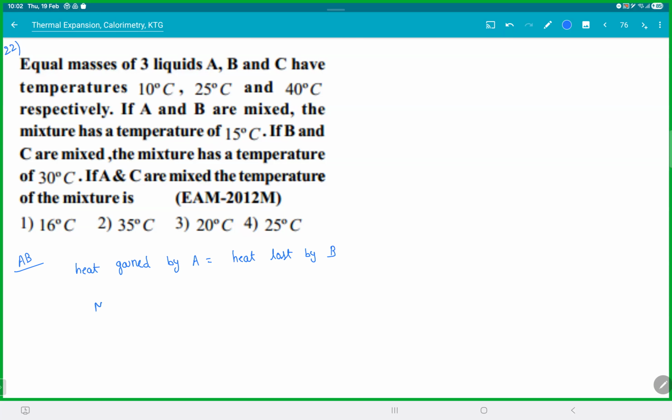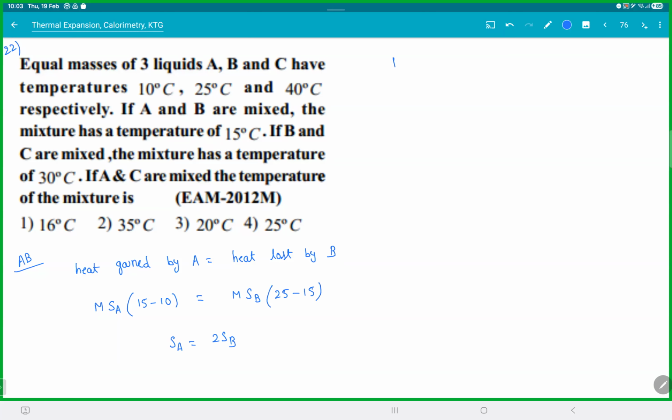So mass is same, M into specific heat of A. So what is A's final temperature? 15. What was initial temperature? 10, because for gain it is final minus initial. This is heat lost, so initial temperature must be more, M into SB. Your initial temperature was 25 and this is 15. So we get SA is equal to 2 SB. Right, Anvita, you got it. Clear with this.